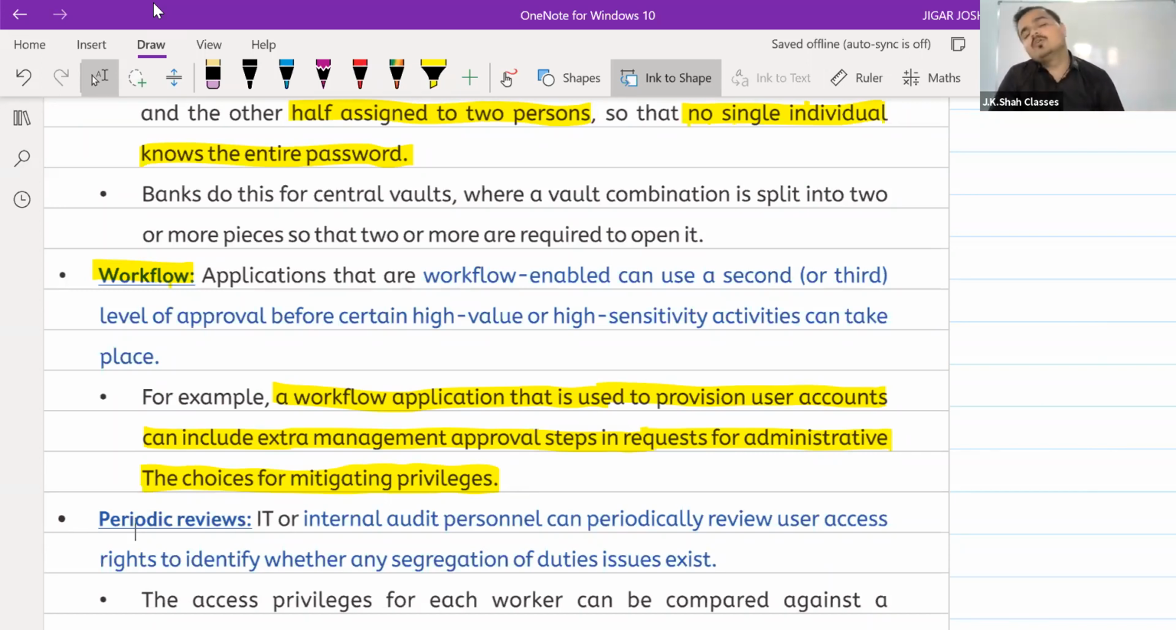Please refer to it. Workflow, now very fast. Only two lines are there. Repeat it very fast, quickly. Come on, chartered.